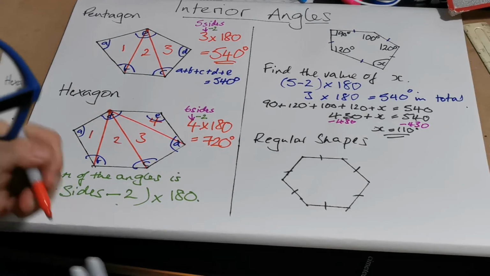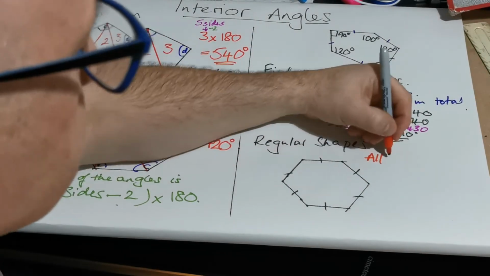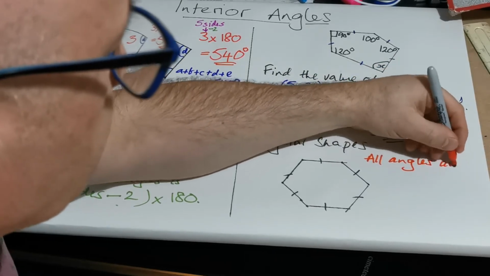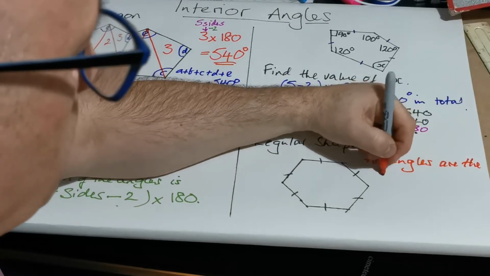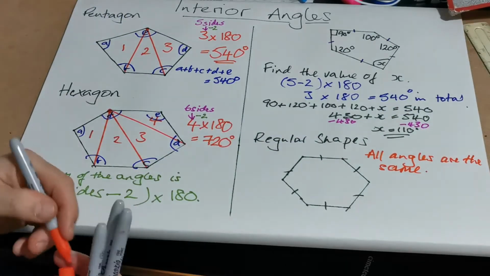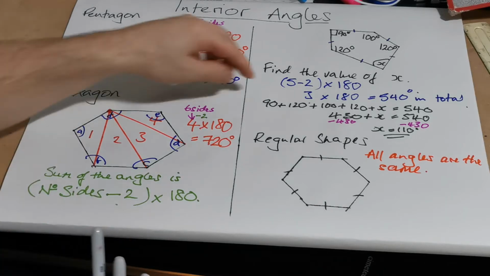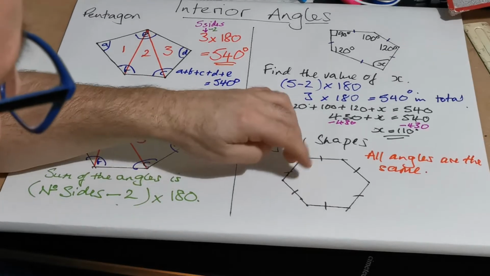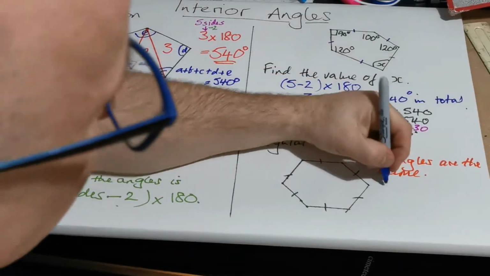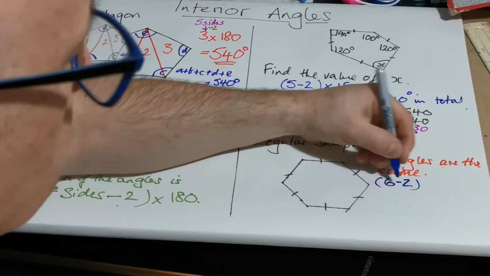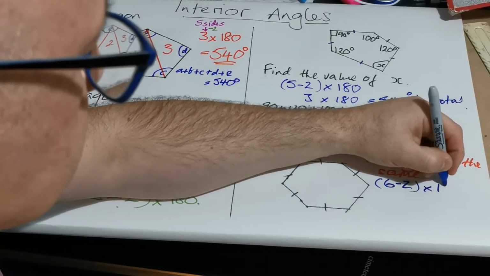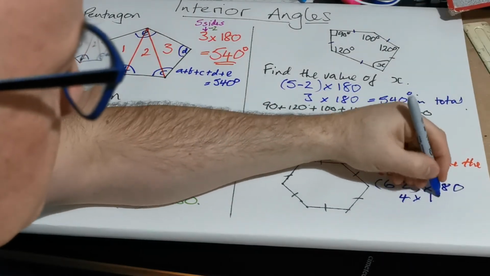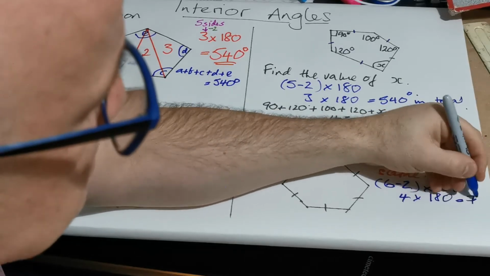Now, a regular shape, all angles and sides are the same. And we're interested in angles, so all angles are the same. So I'm going to do the same thing. I'm going to work out the total of the angles. So number of sides, take away 2 times 180. 1, 2, 3, 4, 5, 6. So 6 take away 2 times by 180. So that's 4 times 180, which is 720 degrees.